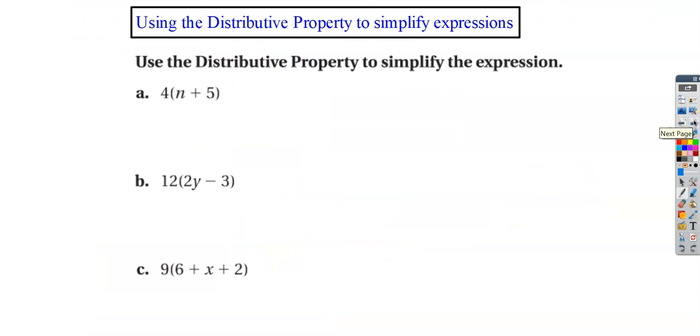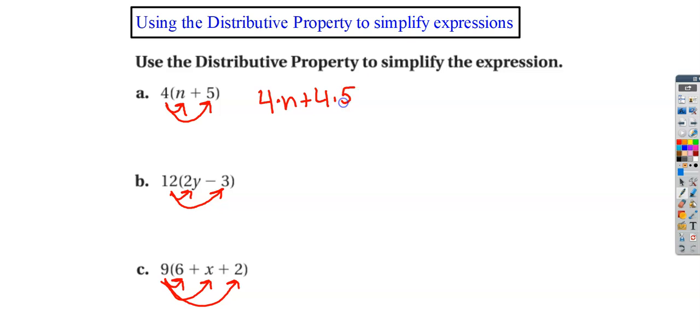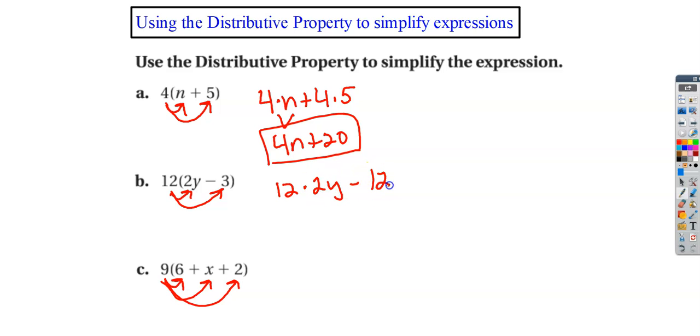Okay, so here's some examples, and then we're going to do the last OYO. Instead of drawing the pictures now, I'm just going to show that I'm distributing, right? I'm multiplying the number on the outside to everything on the inside. That's what distributing means. So I'm going to rewrite this as 4 times n plus 4 times 5. Then I drop the dot and I just write 4n plus 20. Here's the second example. 12 times 2y minus 12 times 3.